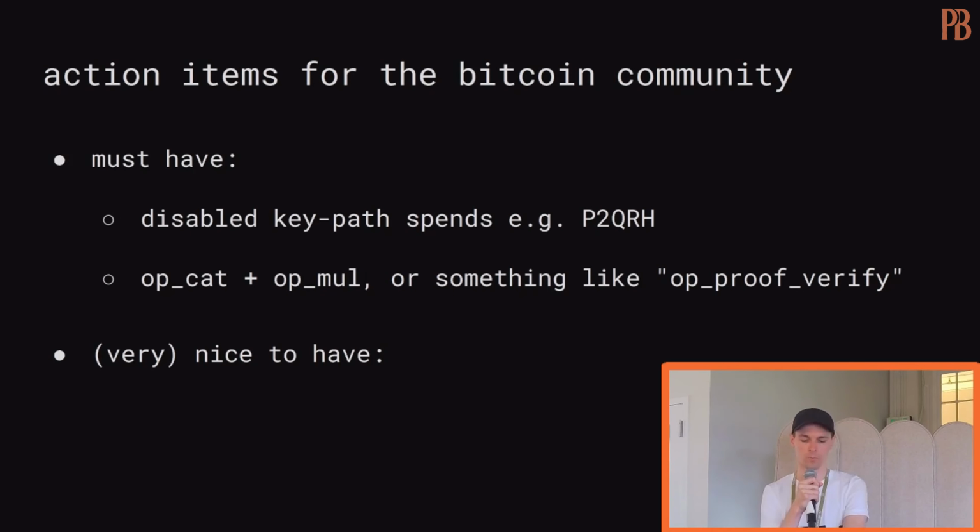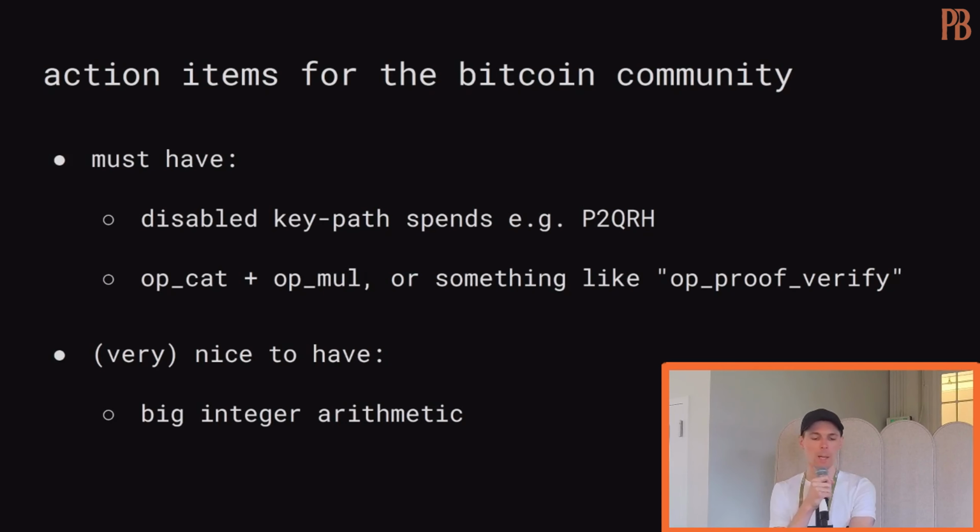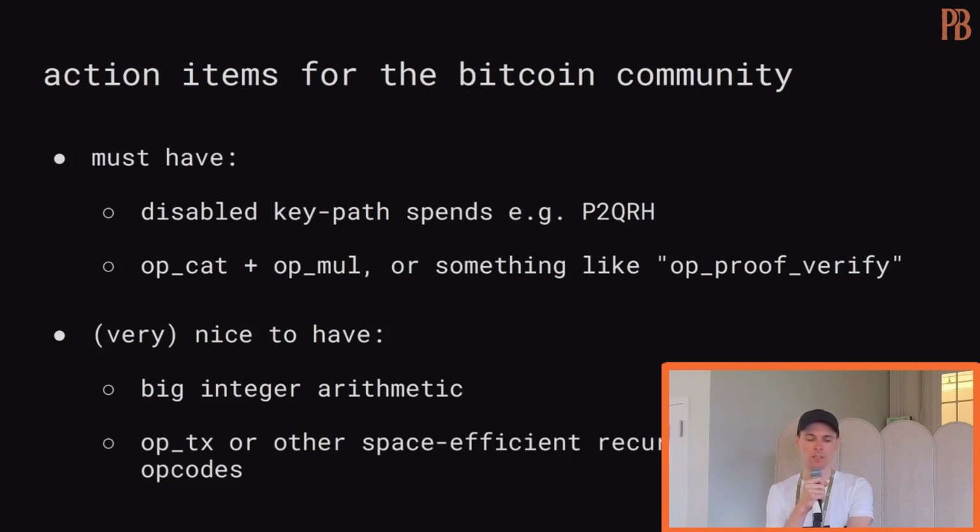And then some things that would be very nice to have, but not strictly necessary, would be big integer arithmetic specifically, and optx or some other space efficient recursive covenant opcodes, so that we don't have to do unholy things in script to make recursive covenants work with opcat.